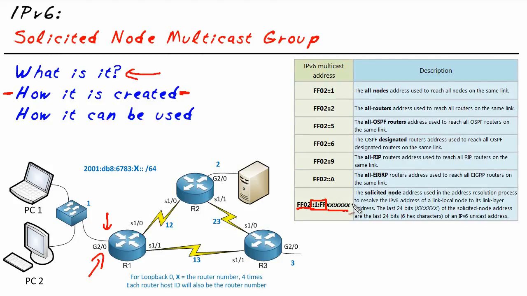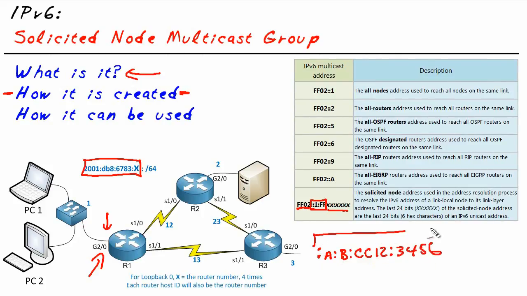So if we have a host ID, for example, here's the network, the first 64 bits, and let's say the host ID was ABCC:123456. That represents the last 64 bits. And this part right here represents the last 24 bits of that, the last 6 characters.